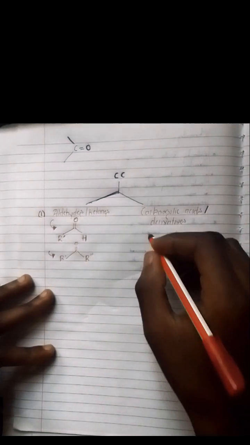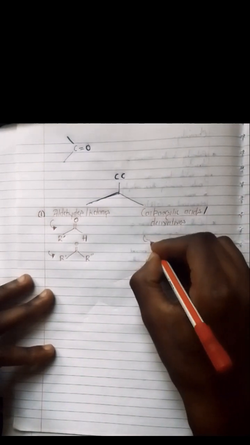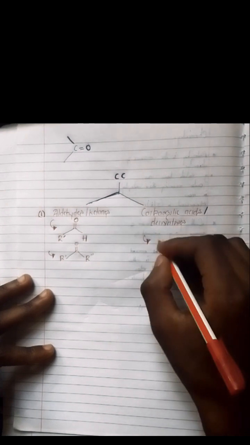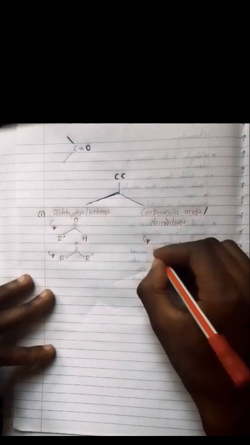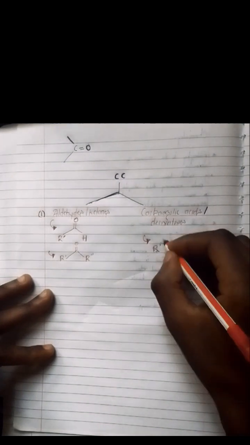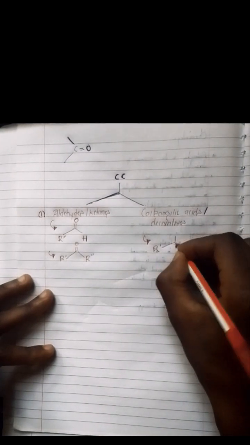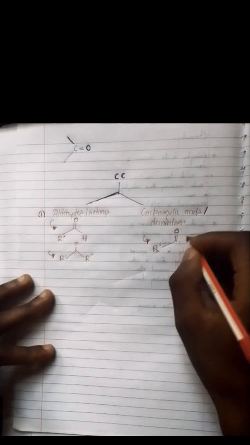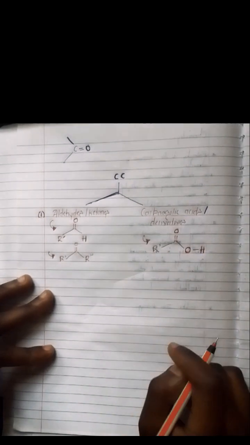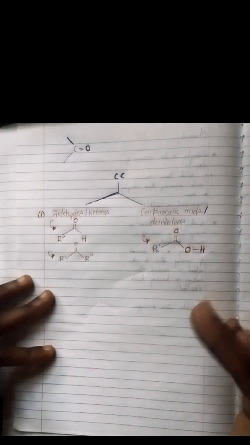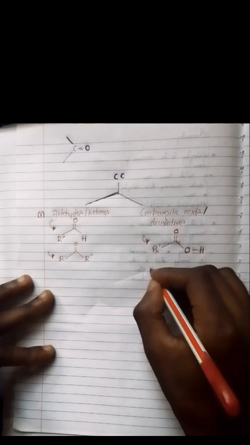So the second group are the ones we call carboxylic acids and their derivatives. The first structure I'll draw is that of a carboxylic acid. How does it look? You have some R group, and then you have your carbonyl functional group there, and then you have this. So we say this is a carboxylic acid, and then everything else will be a derivative of this.